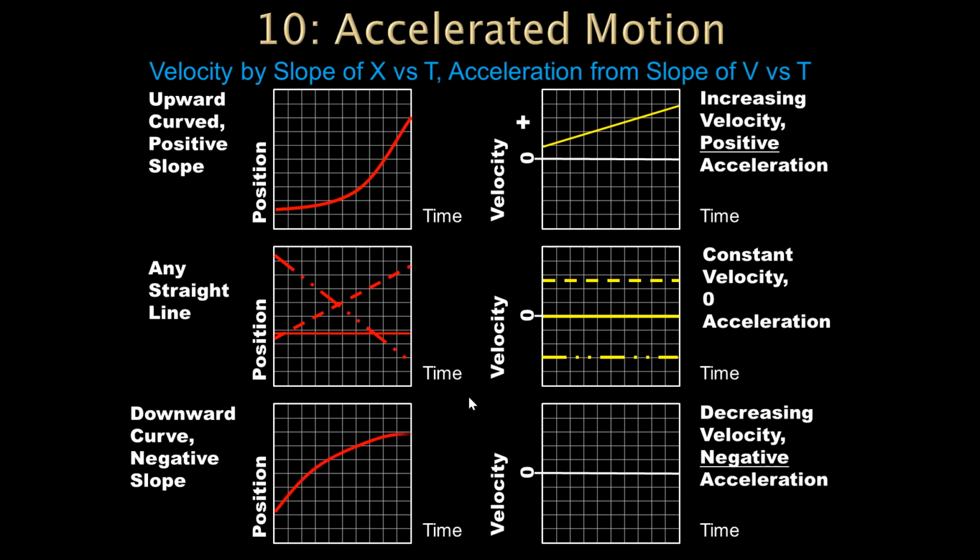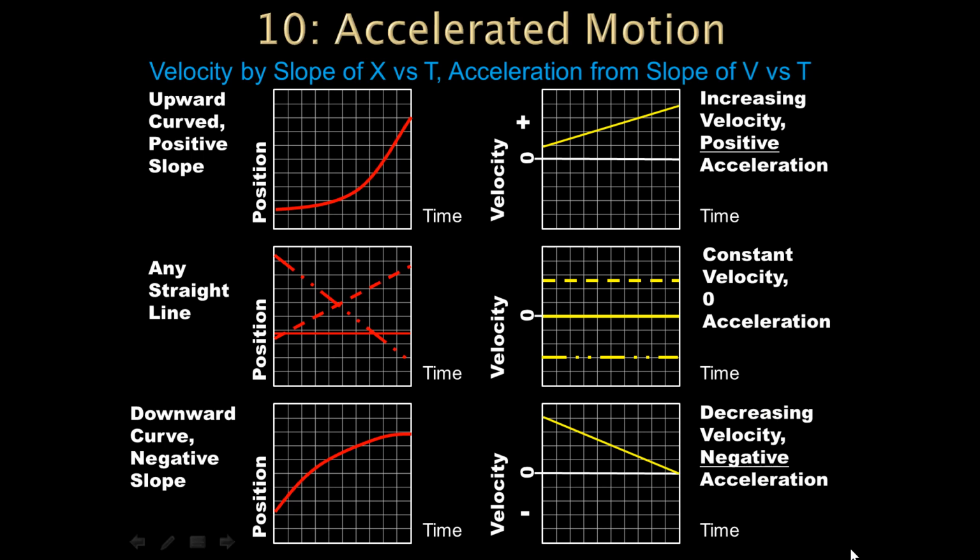Let's go take a look at one more. What if I have a downward curved slope? If I have a downward curved slope, I have decreasing velocity. If I have decreasing velocity, I have negative acceleration.